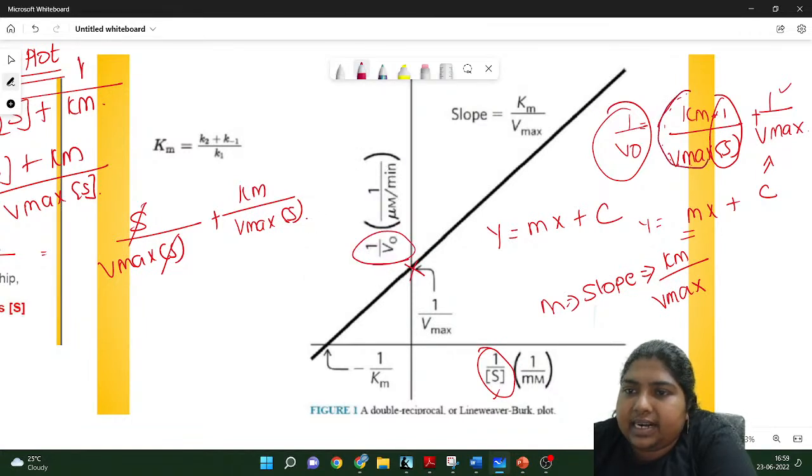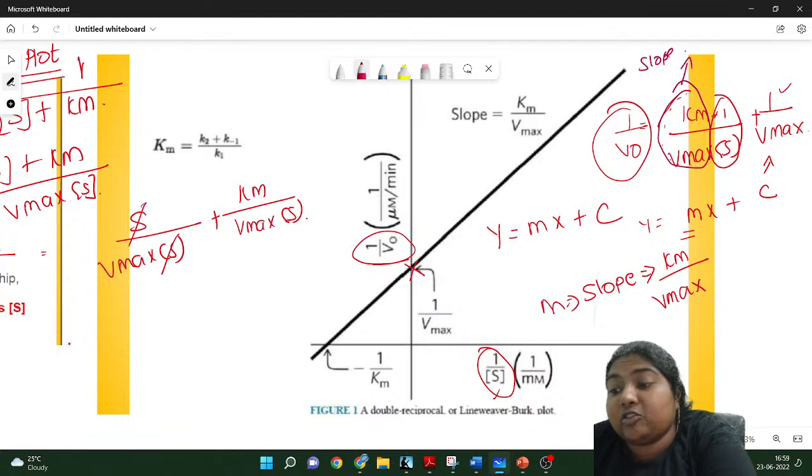This Km divided by Vmax, this is going to be the slope. So the equation is y = mx + c. So c is going to be 1 by Vmax. This is going to be the x axis, 1 by S. And this is the slope, that is going to be Km by Vmax.